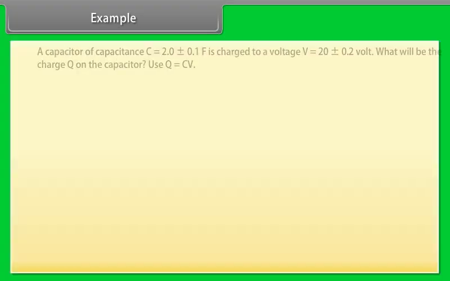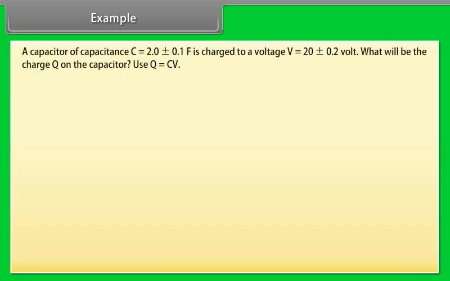Example. Let's take an example of errors. A capacitor of capacitance C equal to 2.0 plus minus 0.1 microfarad is charged to a voltage V equal to 20 plus minus 0.2 volt. What will be the charge Q on the capacitor? Use Q is equal to CV. Let us see the solution.